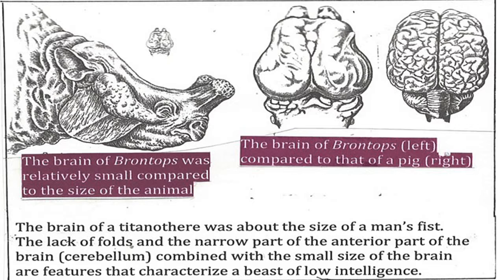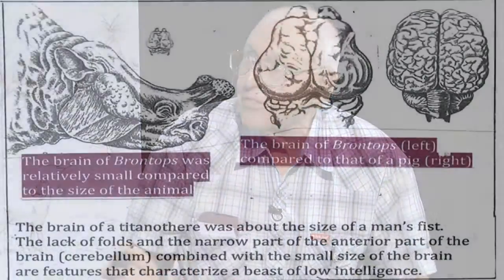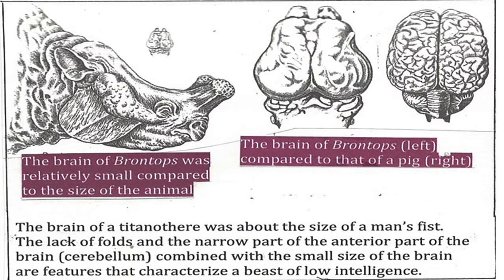And then, of course, I got this out of a book. I don't know how true it is, but this particular author said that the more wrinkles you have in the brain, the smarter the creature is. Well, we've found some casts of the brain of a titanotheres, and they were quite smooth, so it probably wasn't very intelligent.